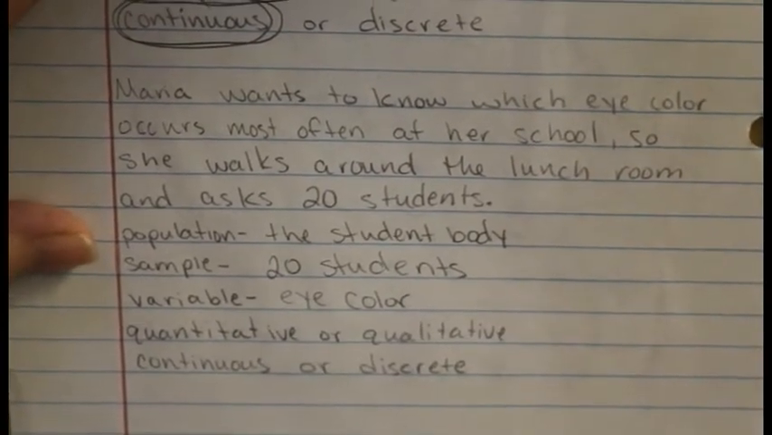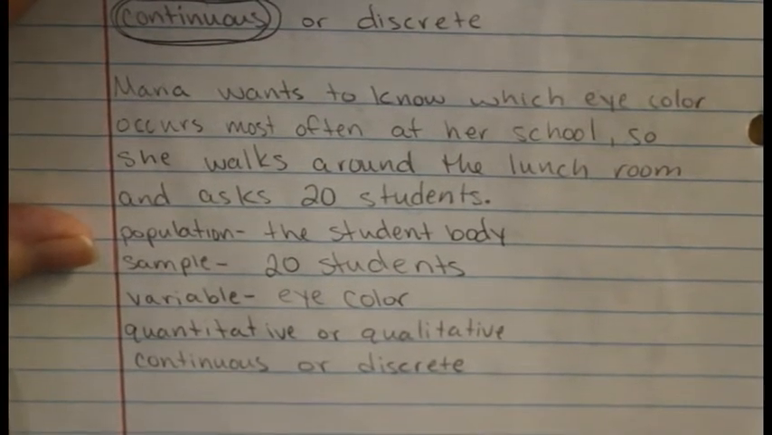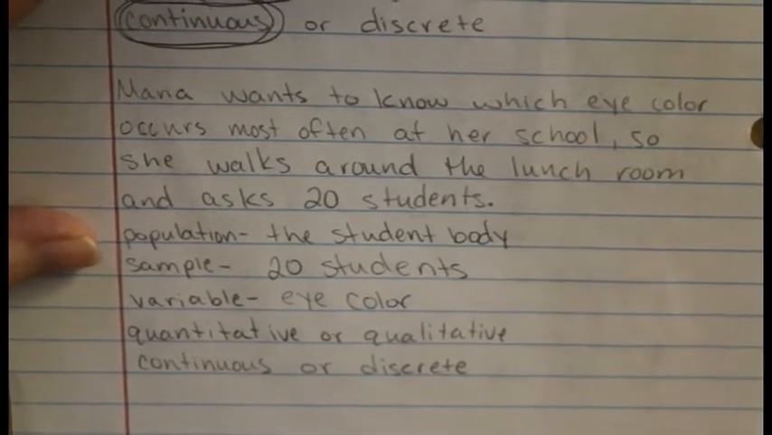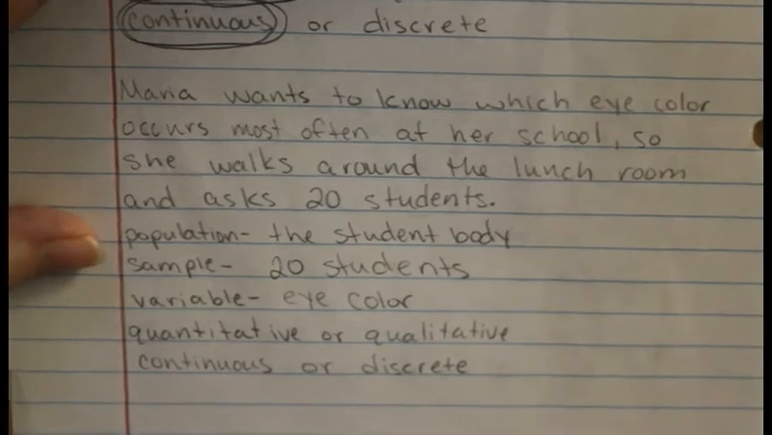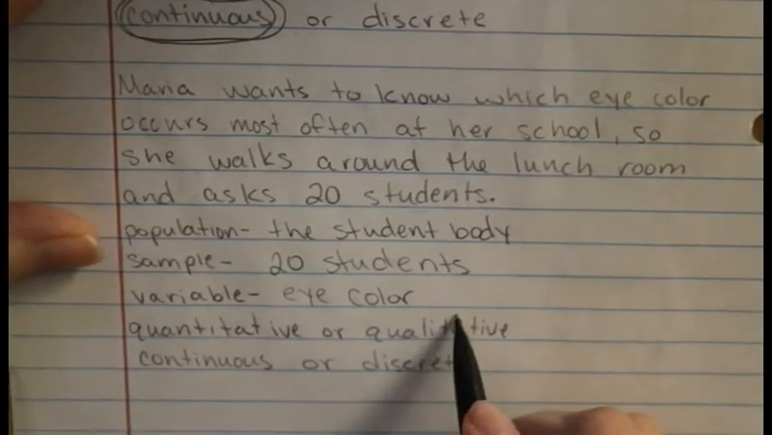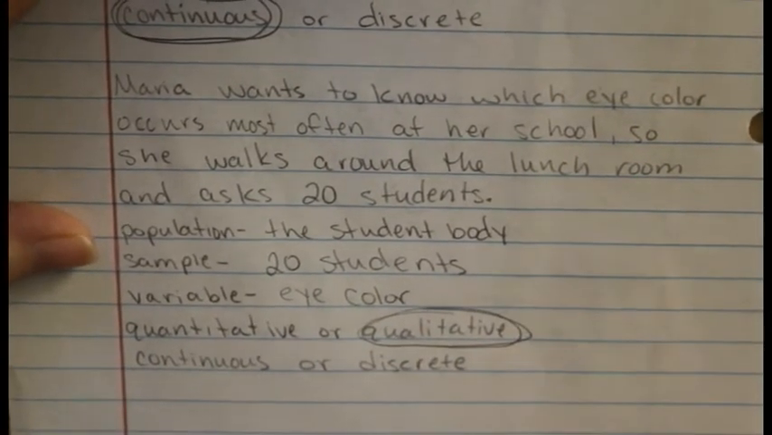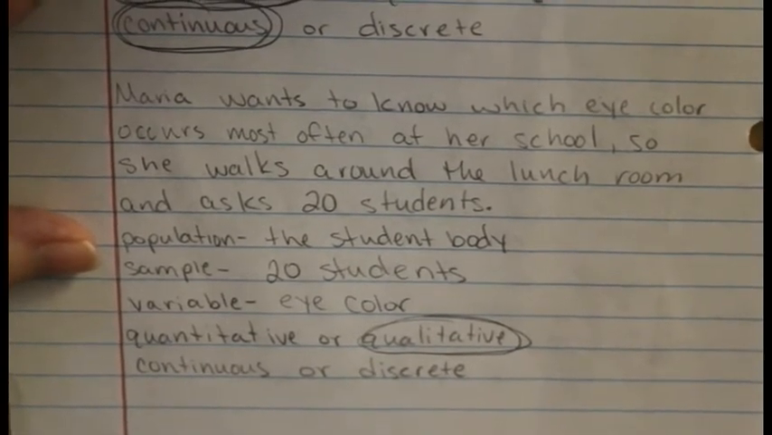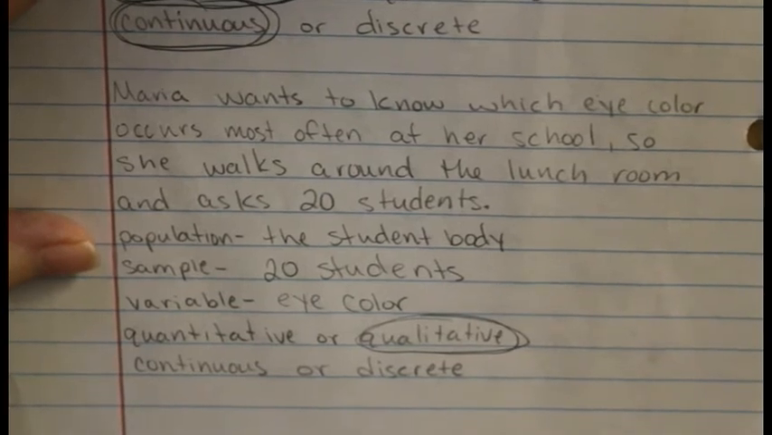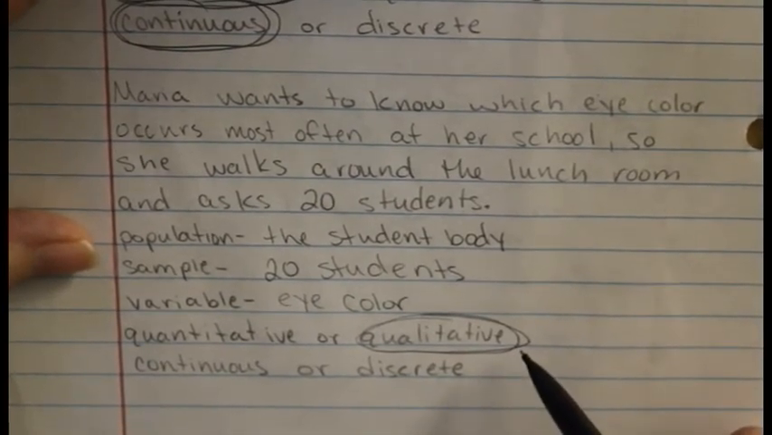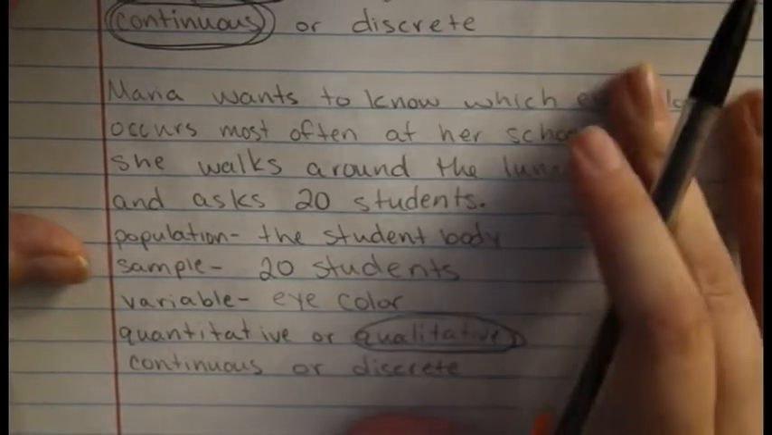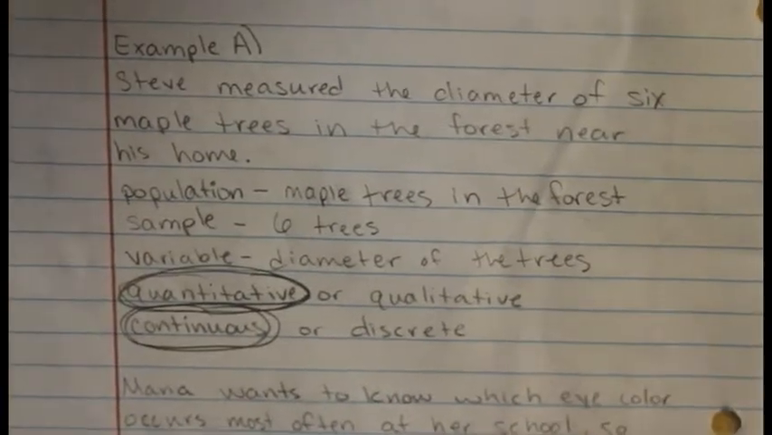Now, because this is not something that can necessarily be counted, I mean, you can count, oh, I have 5 blue-eyed students, but she is asking specifically what is your eye color. She's not saying how many eyes do you have. This is going to be qualitative data. And because it is qualitative, it is neither continuous nor discrete. So if it's qualitative, they stop there and they don't make you split it up. If it's quantitative, they would ask you continuous or discrete. Okay, so those are your 2 examples.